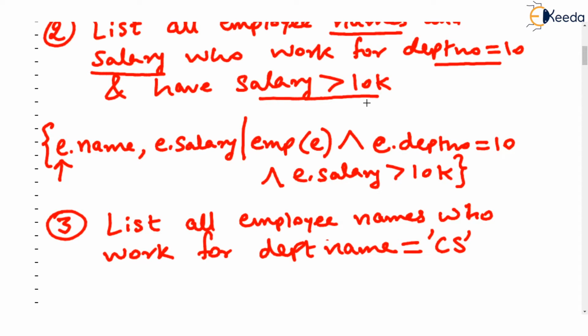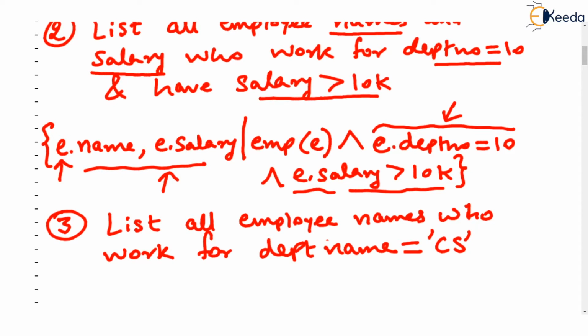So you can imagine that in relational algebra, which we have seen in detail, this portion will be select condition, isn't it? And this portion will be project. This is project and this is select. Okay, so this becomes another very easy query.